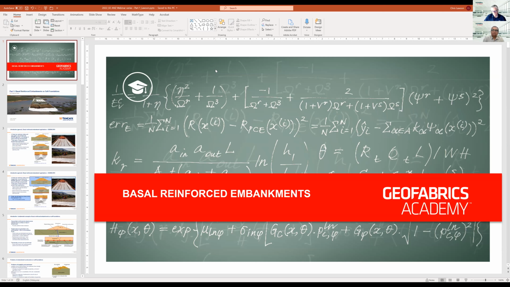Other sorts of applications, which we're going to probably talk about next week, have advantages in having highly granular materials adjacent to the basal reinforcement. But for this case, for embankments on soft soils, that's never an issue.